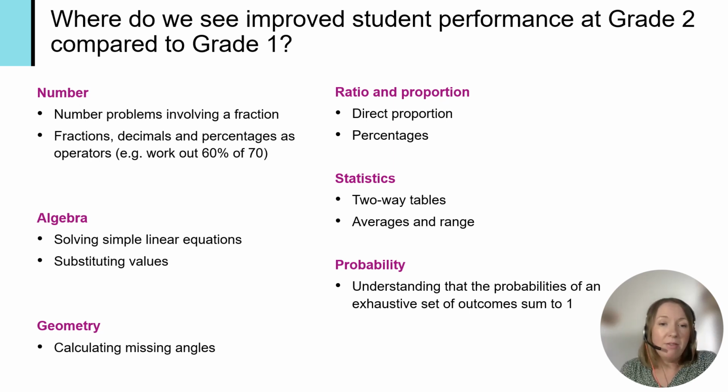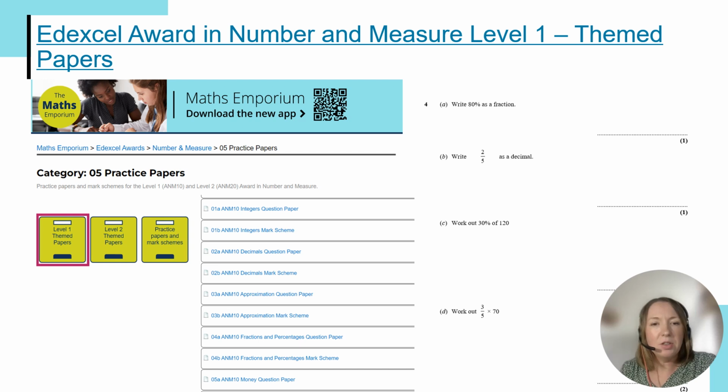Algebra features quite heavily. Grade 2 students are a lot more successful at solving simple two-step linear equations than their grade 1 counterparts, and they're also a lot more successful in substituting values. In terms of statistics, we're looking at a lot more success in dealing with things like two-way tables and also starting to comprehend and work with averages and range. So let's take a look at some of the resources available to support these students.